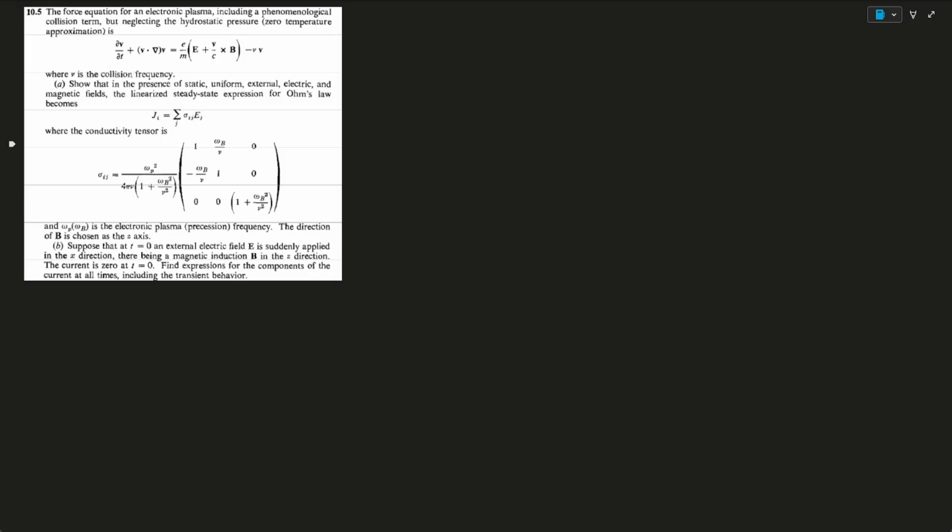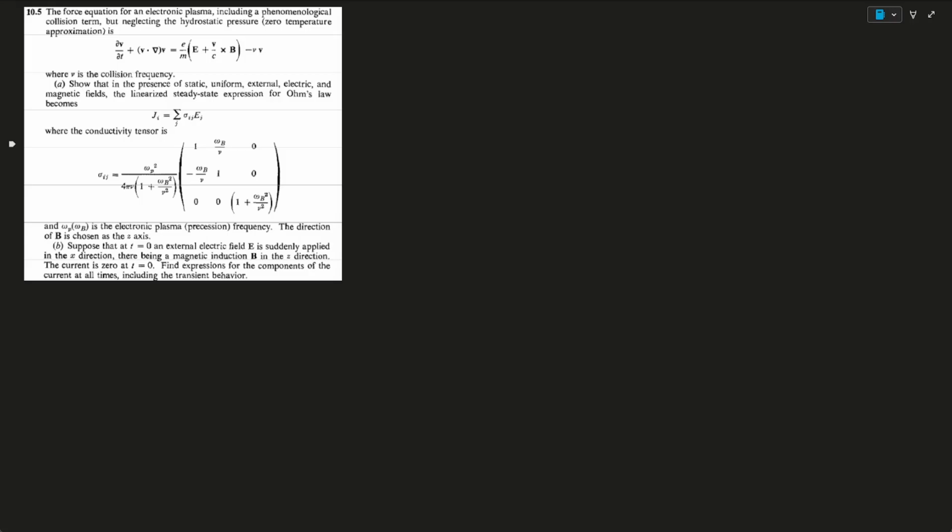10.5 says, the force equation for an electronic plasma, including a phenomenological collision term, but neglecting the hydrostatic pressure of zero temperature approximation, is dv/dt plus v dot del v equals e over m bracket E plus v over c cross B, minus nu times vector v, where nu is the collision frequency.